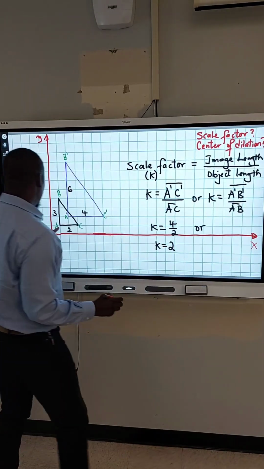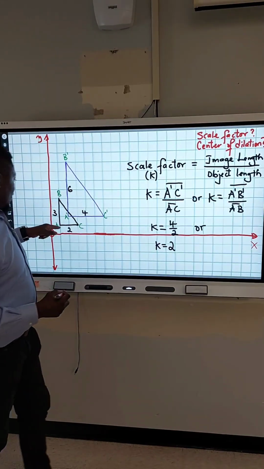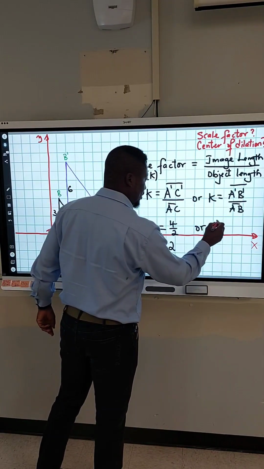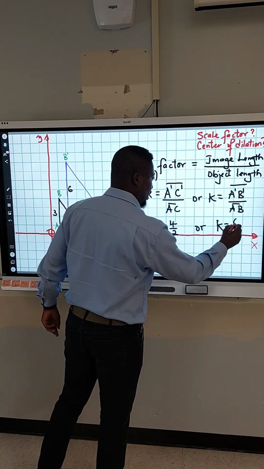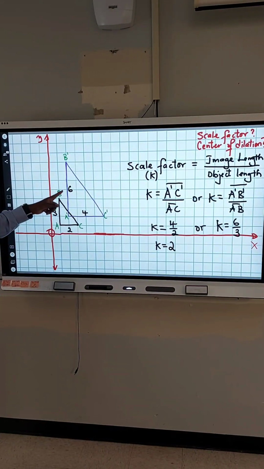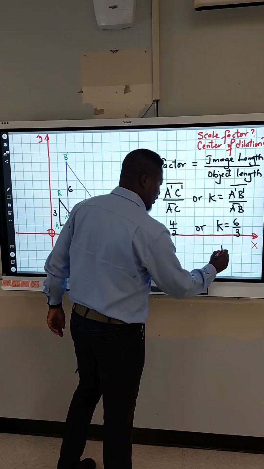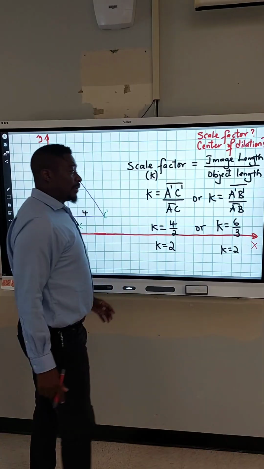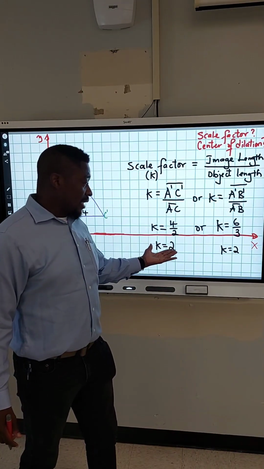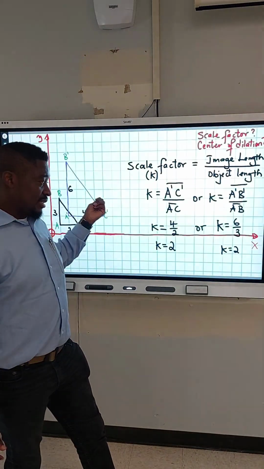Or we can do the A prime B prime line, which will be 6 divided by 3. A prime B prime is 6, and AB is 3, so 6 divided by 3, and that also gives us 2. Okay, getting the same number, which is called the scale factor, when we divide corresponding sides tells us that the triangles are similar.